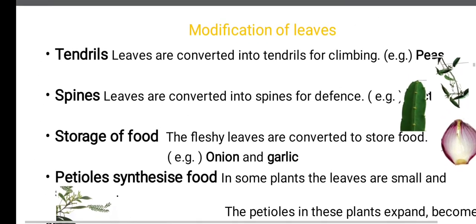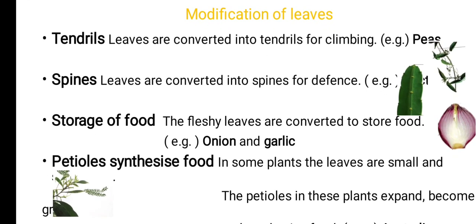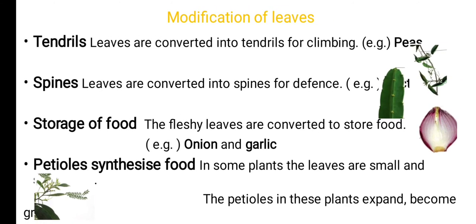Then comes the modification of leaves. As we have already studied, stems get modified for various purposes. Similarly, here, leaves of a plant also get modified for various purposes. Number one, tendrils. When leaves are converted into tendrils for climbing purposes, these structures are called tendrils. Example, peas.